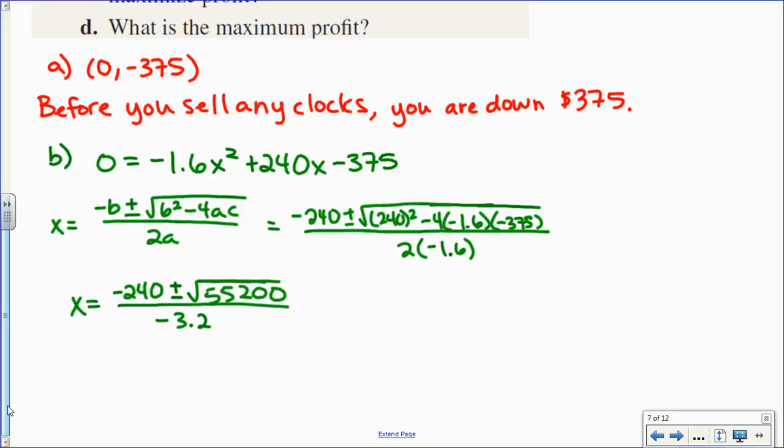Okay, this is a word problem. We're solving for x, which x represents what? Clocks. So I will round, and what would it make sense to round to? Yeah, whole number, right? Because you're not going to make part of a clock. You'll make just a whole number of clocks. So do the square root, and we'll round to the nearest whole number.